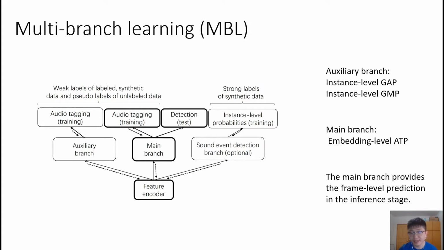In multi-branch learning, the feature embedding of audio is given by the system encoder. Then the feature embedding is the common feature for multiple branches, which are implemented by ATP, attention pooling, GAP, global average pooling, or GMP, global max pooling. The gradients from all branches update the feature encoder simultaneously. One branch is set as a main branch. It provides the frame level prediction in the inference stage.